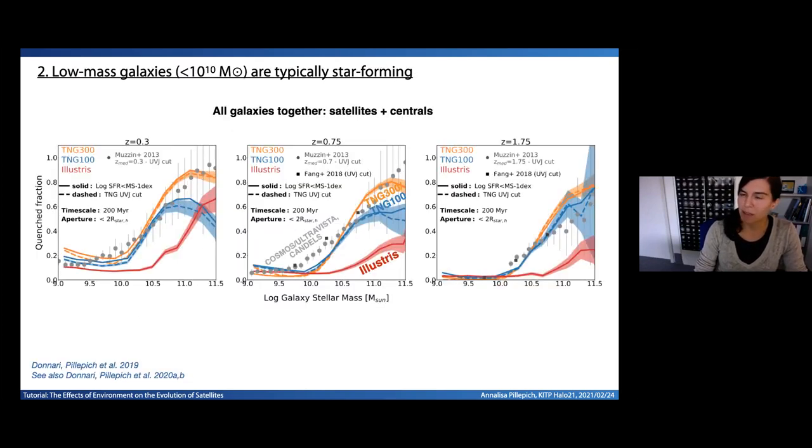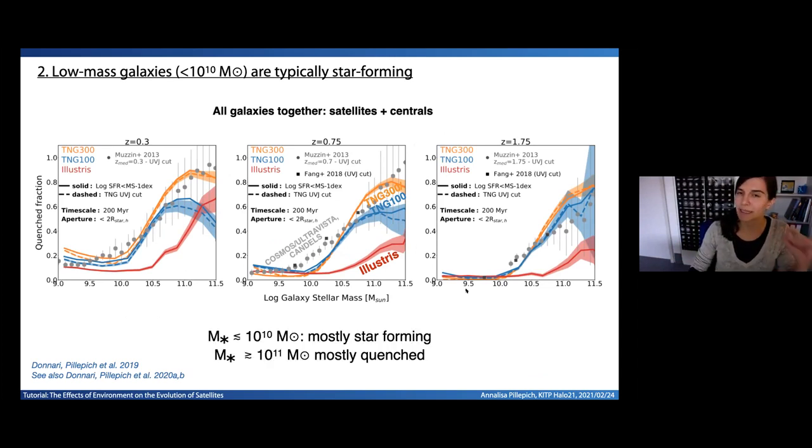Low mass galaxies are typically star forming. You can see this when you plot quench fraction versus stellar mass. The different panels are different redshifts. You can see both observational data in gray, say here from COSMOS and CANDELS, and from simulations like TNG and Illustris. What I want you to notice is that below 10^10 solar masses, galaxies are mostly star forming, and above 10^11 solar masses, galaxies are mostly quenched. And this is true both in observations, already at redshift 1.5 or so, and also in simulations recently.